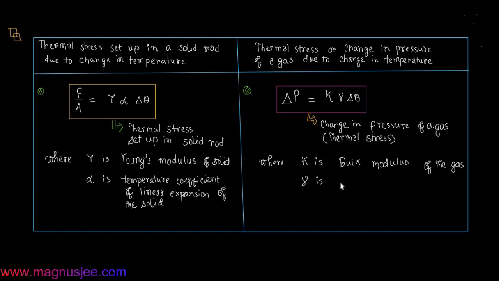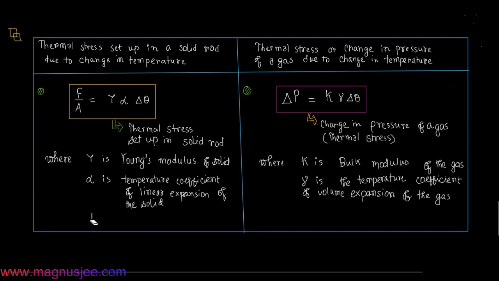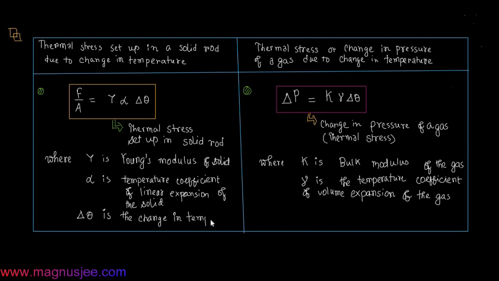Gamma is the temperature coefficient of volume expansion of the gas. And what about delta theta? Delta theta is the change in temperature of the solid rod or change in temperature of the gas. Delta theta is the change in temperature.